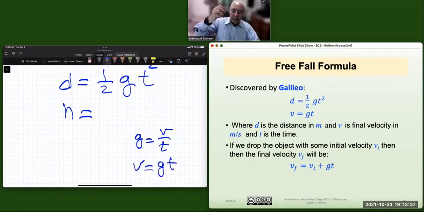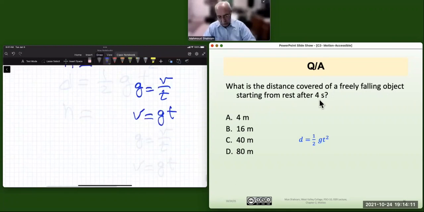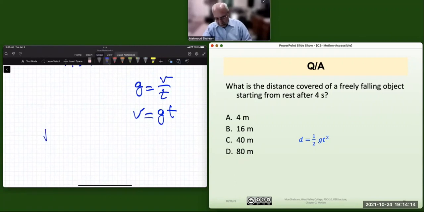You may drop a ball with initial velocity rather than let it go. Then you have to just add that initial velocity to this formula, because the final velocity is going to be whatever this velocity is plus that initial velocity. So let's ask this question now. What is the distance covered for free fall starting at rest after 4 seconds? So distance is equal to 1/2, let's say 10, times 4 squared, which is 80 meters.